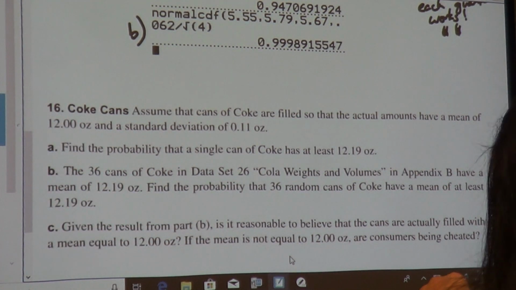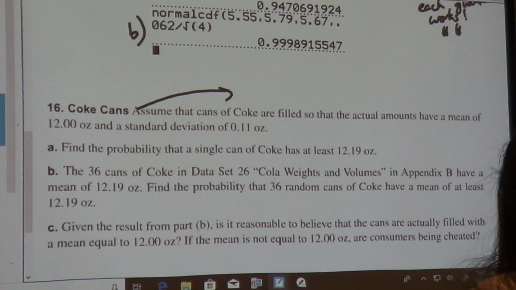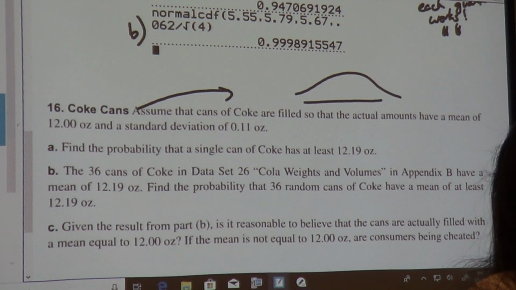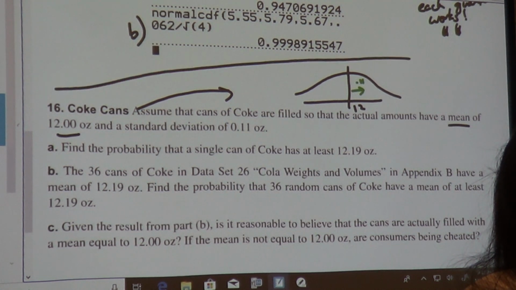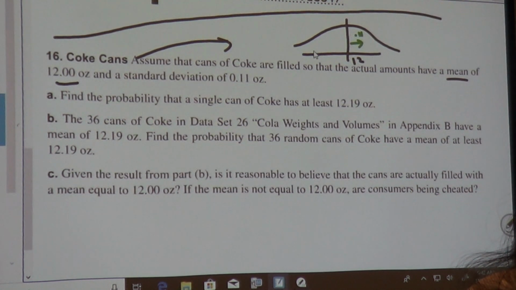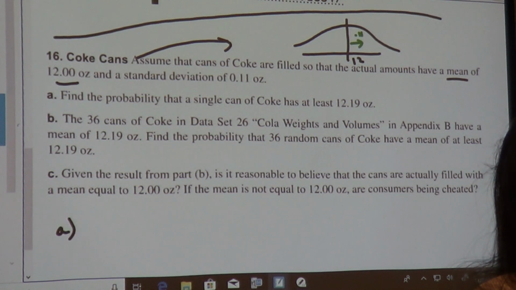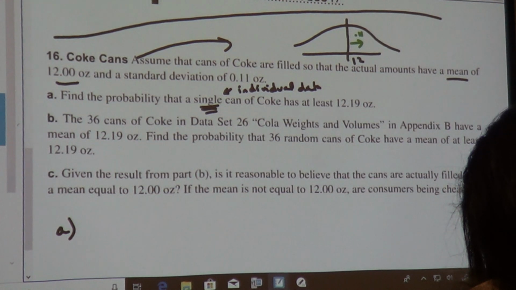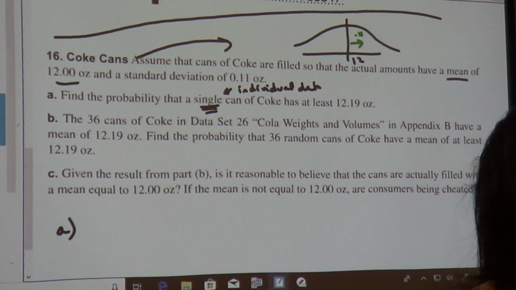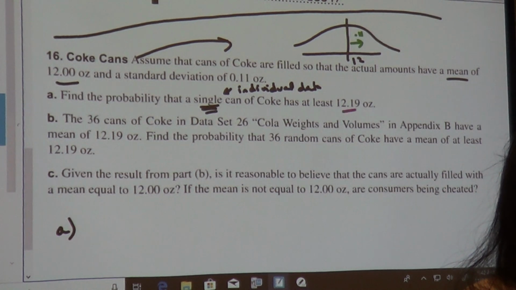So first thing I do is I draw my cute little picture. We have a normal distribution. 12 is our mean. Our standard deviation is 0.11. Now, for part A, a single can of Coke, so that is individual data. The can has at least 12.19 ounces. So 12.19 is my data point.